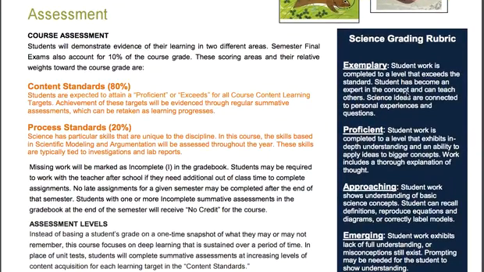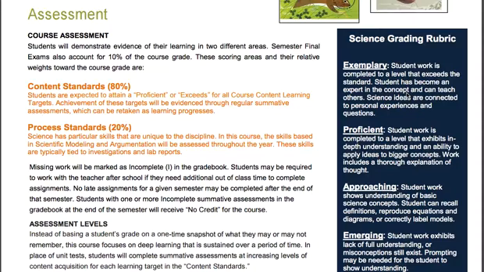Page 2 goes on to talk about assessment in the biology class. The two different categories where students will be showing their learning are the content standards, which make up 80% of the grade, and then the process standards, which make up 20% of the grade. For each semester, semesters 1 and 2, there's also a final exam. Each of those count for 10% of the course grade outside of those standards.